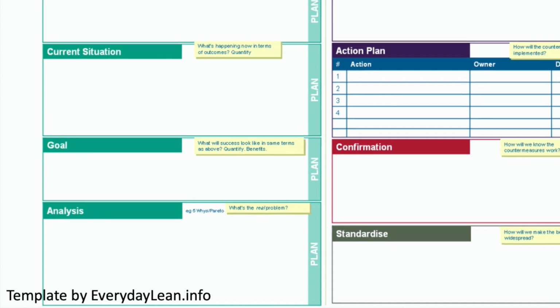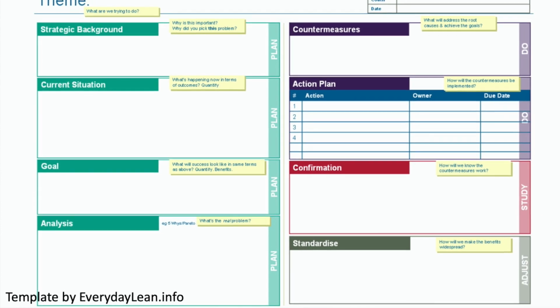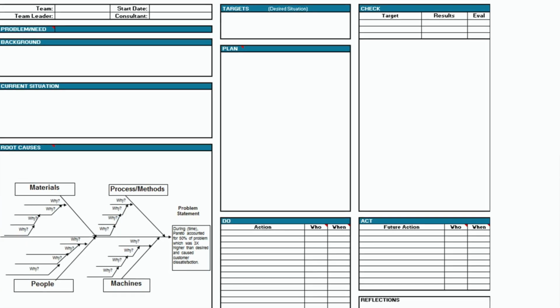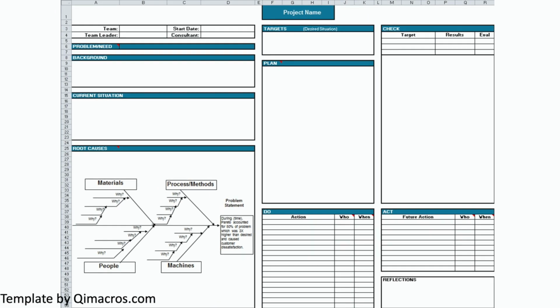Now, if you've seen some templates for A3 problem solving, you'll notice that most of the analysis steps are on one half of the page, and the whole action and solving, putting the countermeasures in place, is the other half of the page. And they also sort of say it's about the same time. Now, my experience is that it's about the same effort.